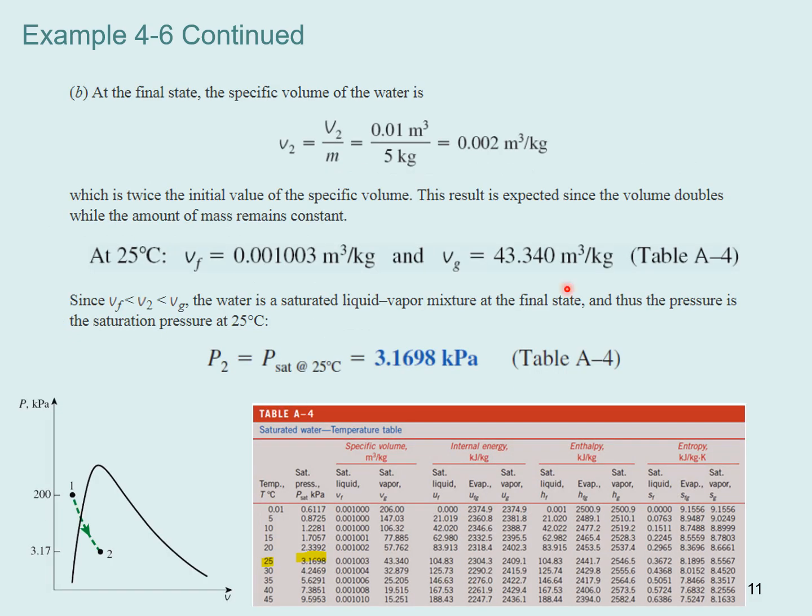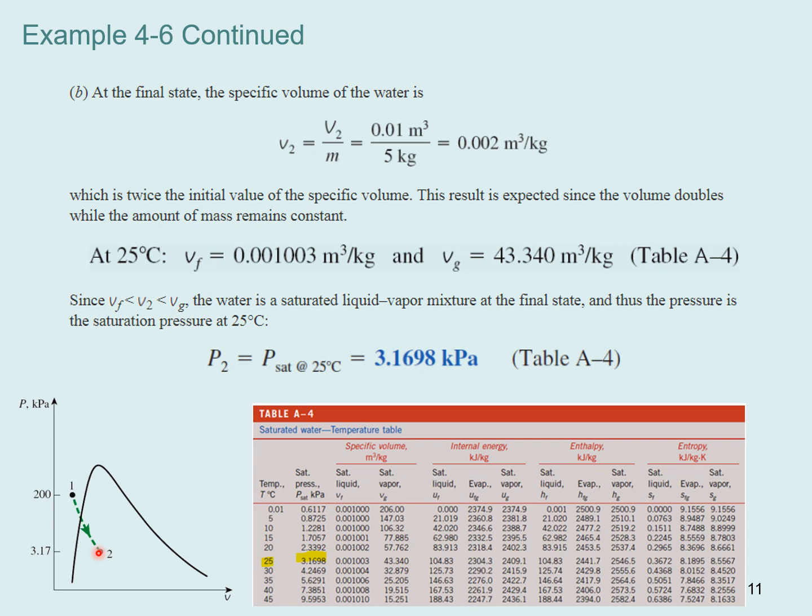So on to part B. At the final state, the specific volume of the water, how do we find that? Well, again, we just divide by the mass. We found what V2 is, 0.01 cubic meters divided by 5 kilograms, 0.002 cubic meters per kilogram. So now what's our state? We don't really know. I mean, obviously, the PV diagram shows us what the answer is. We don't know the final pressure yet, so how do we find out?